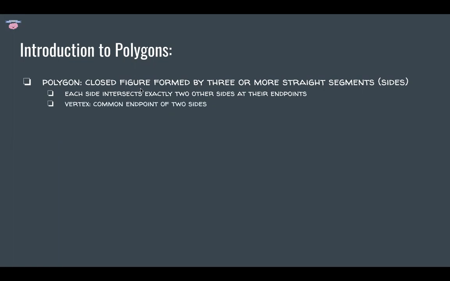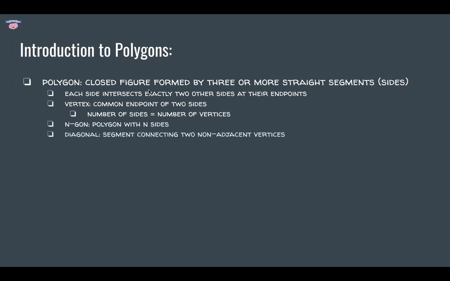A vertex is a common endpoint of two sides. And the number of sides is also equal to the number of vertexes or vertices. So we have 3 sides and 3 vertices. An n-gon is a polygon with n sides. A diagonal of a polygon is a segment connecting two non-adjacent vertices. So this is a diagonal because these two aren't adjacent.